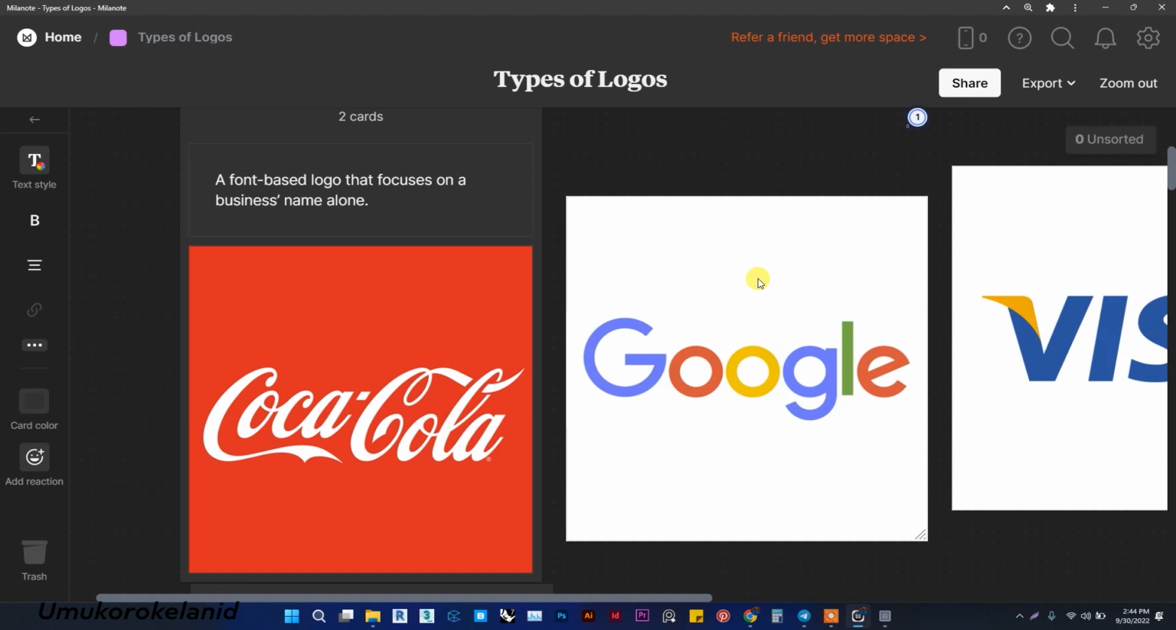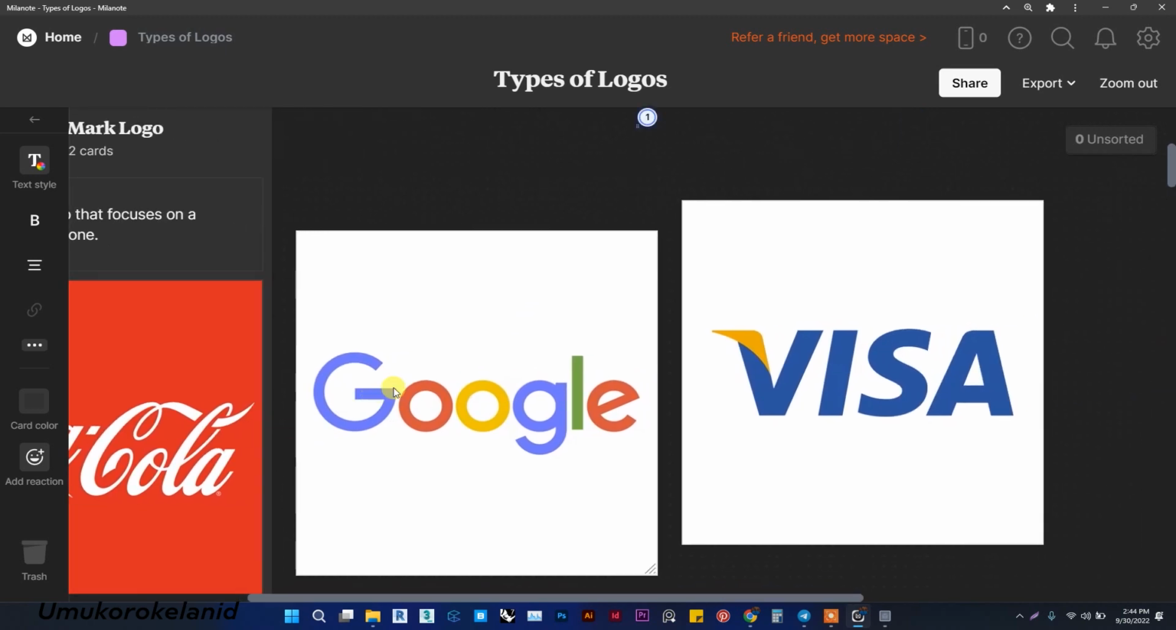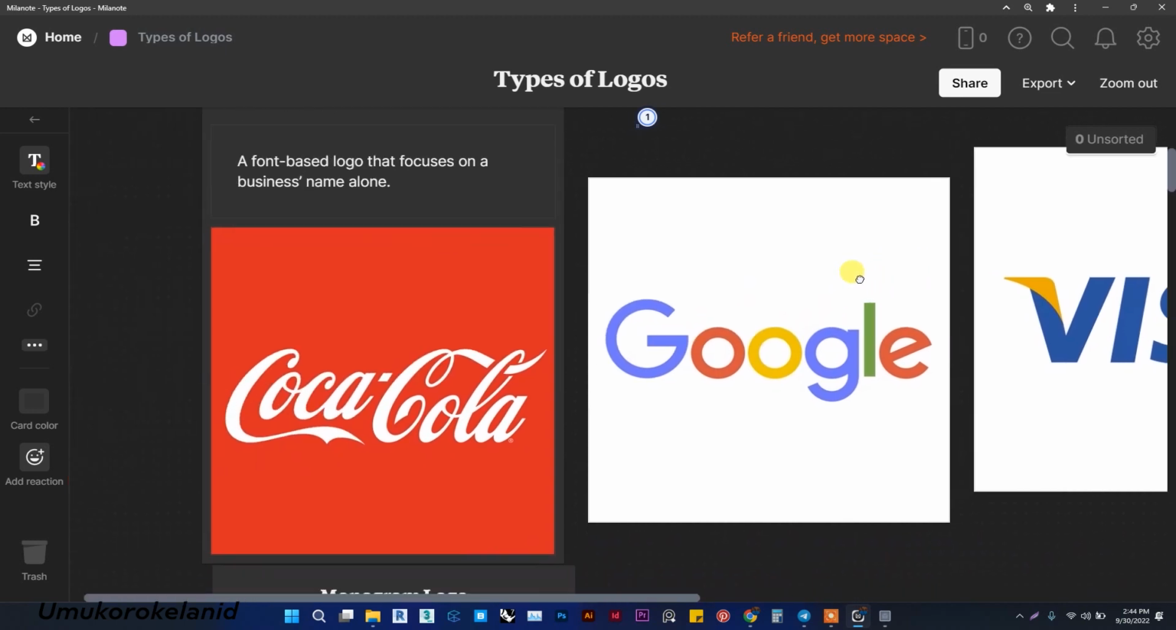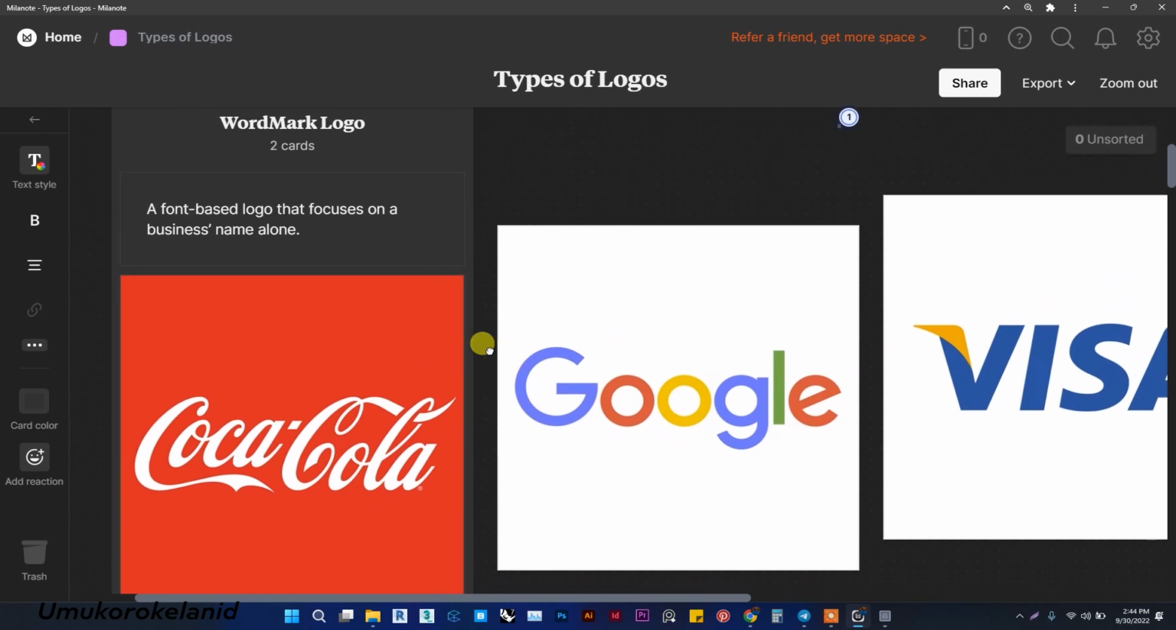Also, we all know what the Coca-Cola logo looks like, what the Google logo looks like, and what Visa looks like. Nobody will say they don't have a credit card or a debit card or a prepaid card. At least you have one of those cards, and Visa is an issuer of these particular cards.